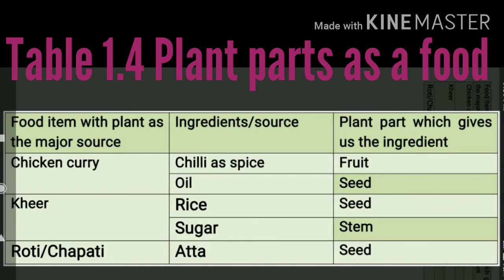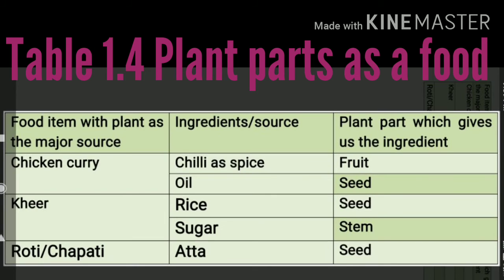Next ingredient which we need to prepare kheer is sugar. Now sugar we get from sugarcane. Sugarcane is which plant part? Sugarcane is a stem part which gives us the ingredient. Means from the plant part, stem. Sugarcane is a stem part, and from sugarcane we prepare sugar. So to prepare kheer, rice and sugar ingredients we use. Rice is a seed plant part which gives us the ingredient, and sugar is from the stem plant part which gives us the ingredient.